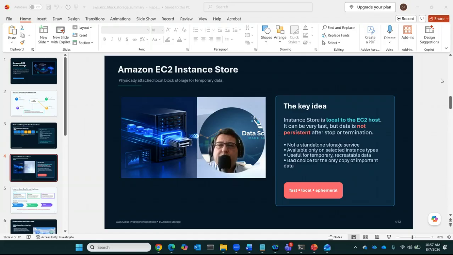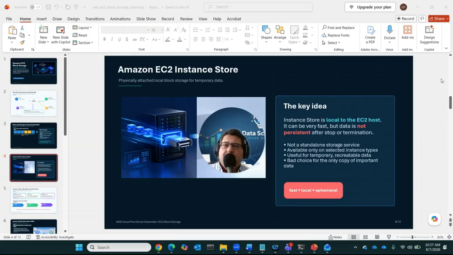It is also important to understand that instance store is not a standalone AWS storage service. You do not normally create an instance store volume independently and later decide where to attach it. Instead, it is available only with selected EC2 instance types that include local storage. The core description of instance store is fast, local, and ephemeral. Ephemeral means temporary and not designed for permanent data retention.